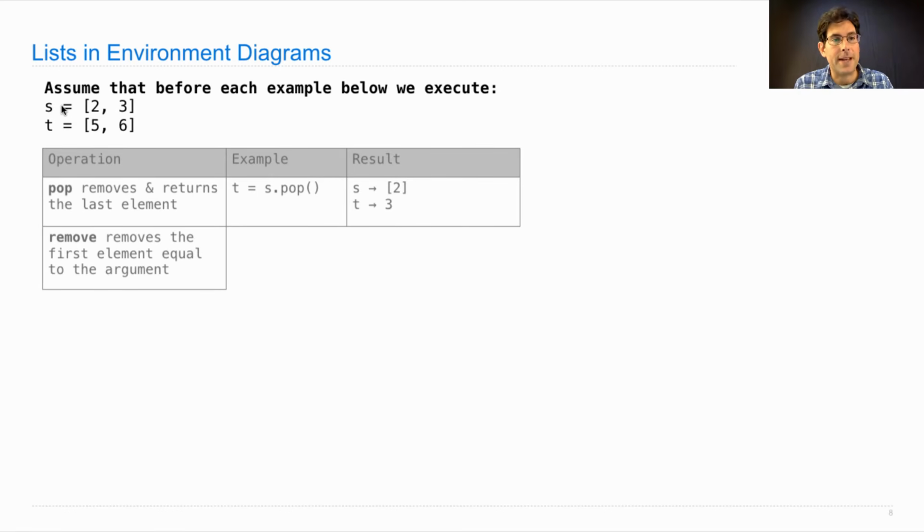Starting over with s is 2, 3 and t is 5, 6, what if I remove? Well, remove removes the first element equal to the argument. So if I write t.extend(t), that means t is now 5, 6, 5, 6. And if I remove 5, then I'm left with just 6, 5, 6. S has not changed at all.